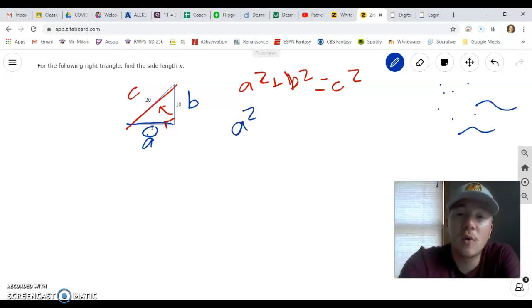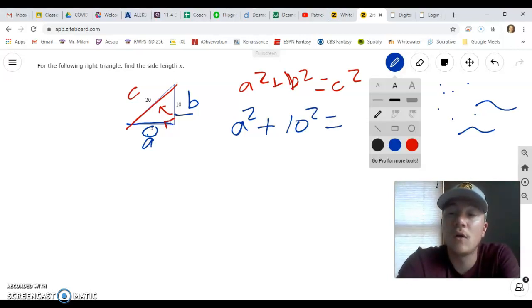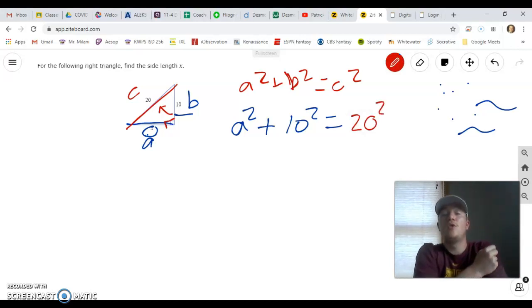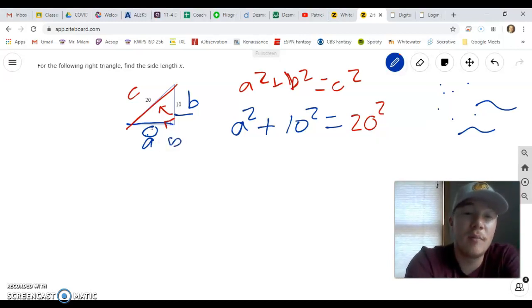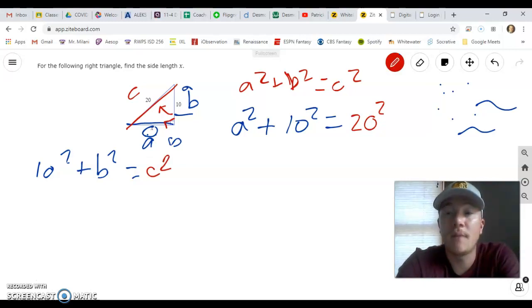So I've got A squared plus, instead of B squared, 10 squared. Remember, you still have to square it. It's not just 10, it's 10 squared. And that's going to equal my C squared, which is 20 squared. You could have it written like that. Or if you wanted to call your missing leg B and the leg that you know, the 10, A, we'd be looking at 10 squared plus B squared equals C squared. It does not matter which way you go.